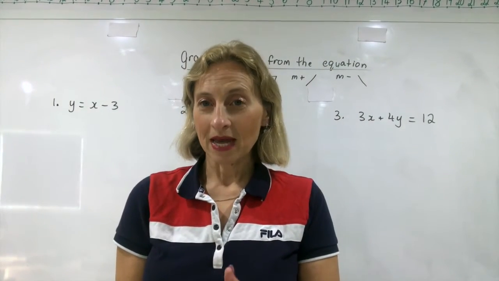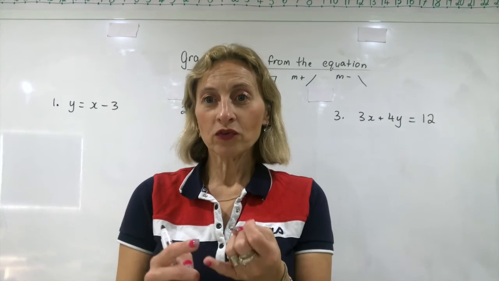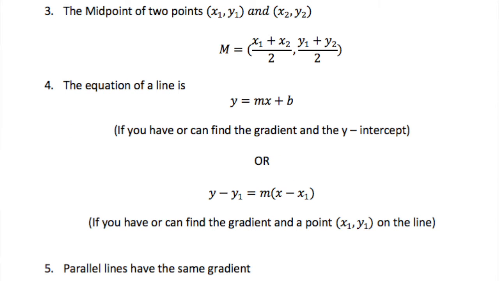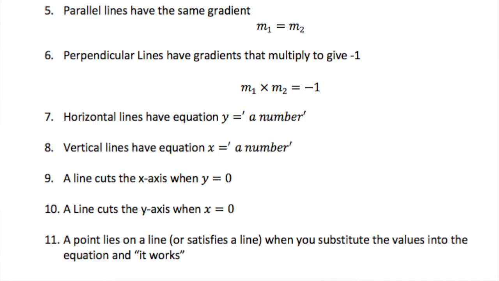Let's just quickly recap on what we've already learned. We've learned rule number 1, which is find the distance between 2 points. We've learned rule number 2, which is find the gradient of a line, using the formula or the equation of the line. We've learned rule number 3, which is find the midpoint given 2 points. And we've done half of number 4, which is y equals mx plus b. And in one of the earlier videos, I also did rule number 11.